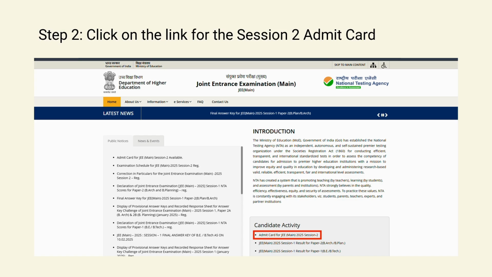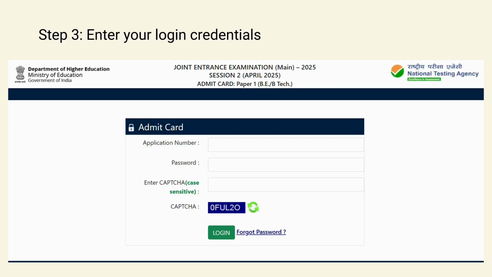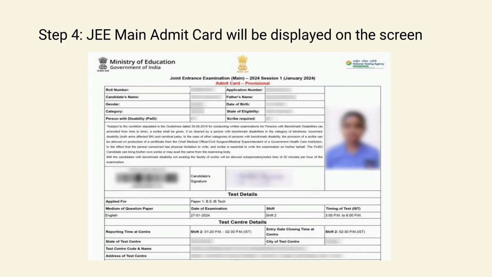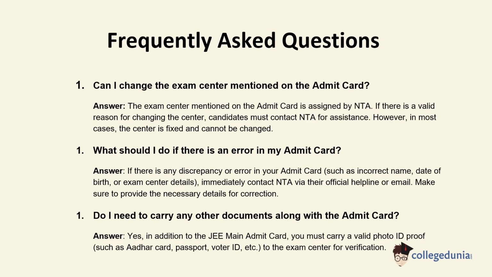Step 2 is to click on the link for the Session 2 Admit Card. The link to download the Session 2 Admit Card will be displayed in the Candidate Activity section. Step 3 is to enter your login credentials, and then you can download your admit card, which will be displayed on your screen. Now we have come to the frequently asked questions.